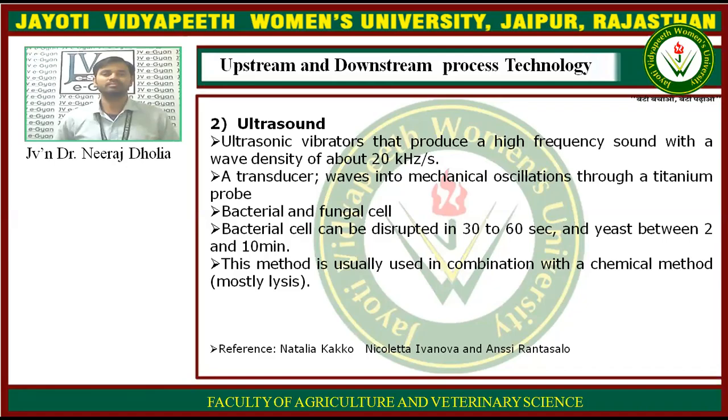Bacterial cells and fungal cells are widely used for the ultrasound method of cell disruption. The various types of cells require various frequencies and various time periods, such as bacterial cells require 30 to 60 seconds for the cell disruption, while yeast requires between 2 to 10 minutes. Okay, so this method is usually used in combination with the chemical method. If we want to lyse the bacterial cells, we will use the ultrasound with the lysis buffer. The chemicals are there which help in cell disruption.